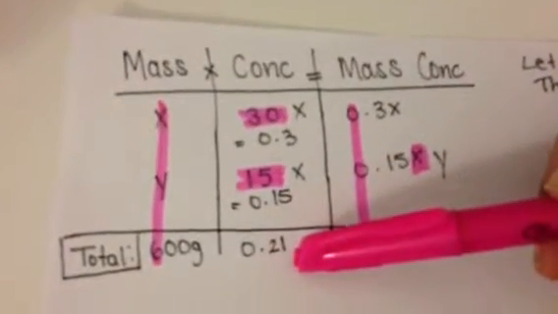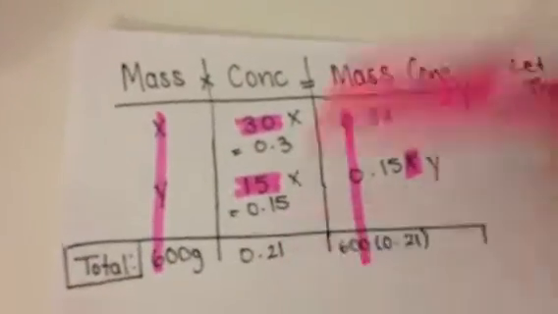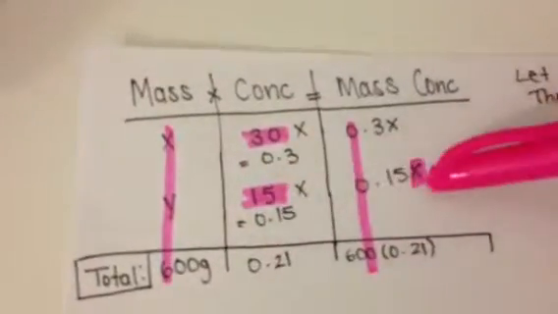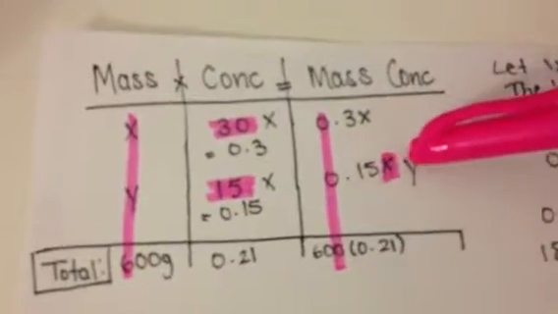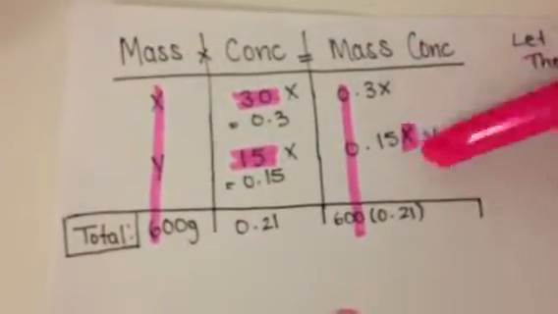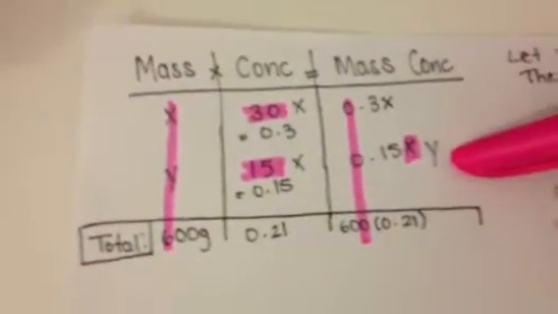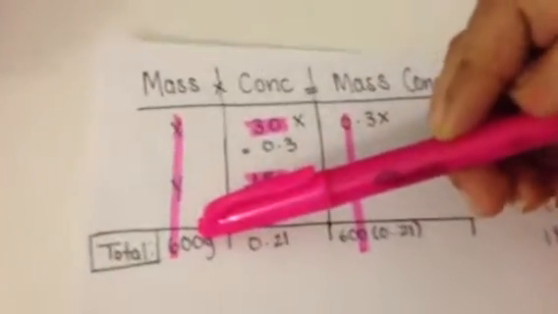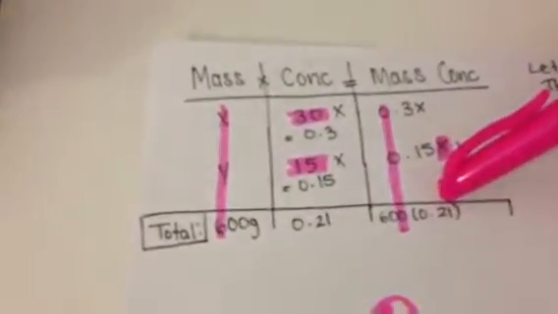And I know that the total concentration is 0.21 because 21% is now a decimal. So I just multiply these two together, and I multiply these two together, and I get 0.3x and 0.15y. But, again, I usually mix up my variables, and I place x and x together when it should be y. Then at the bottom, I do the same. I multiply the total mass, which is 600 grams that are needed, and the total concentration that's needed, which is 0.21. And then I multiply them.